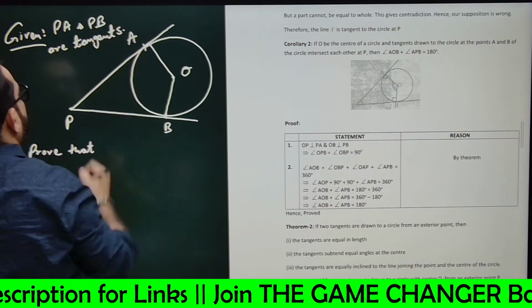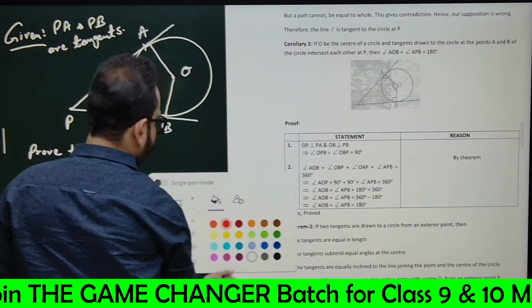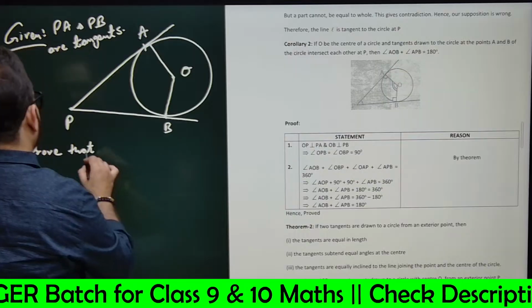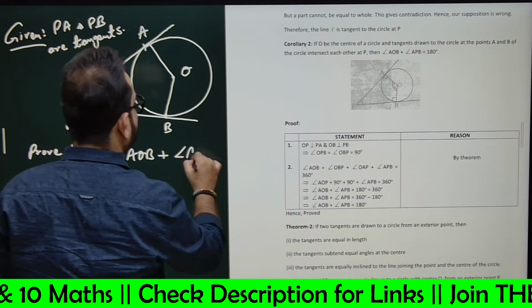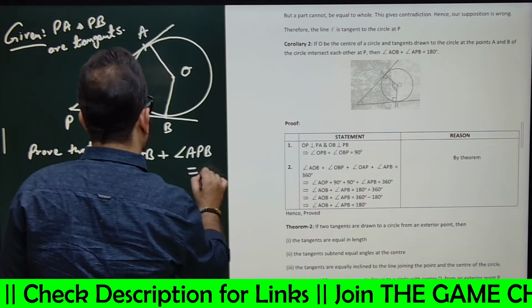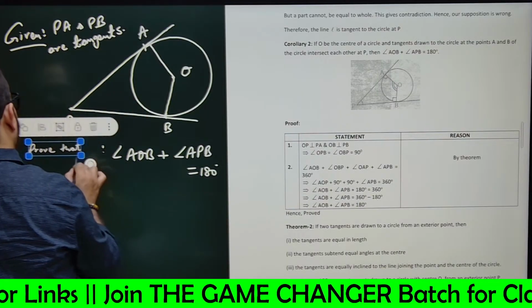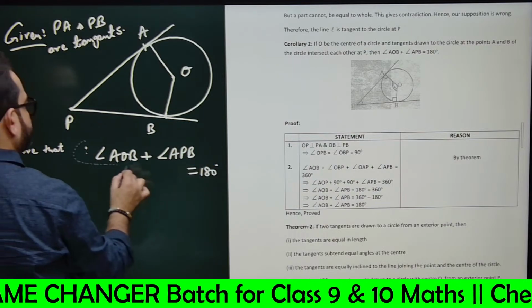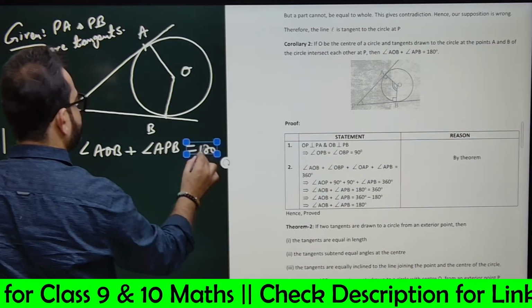Okay, sir. What is required to prove? What we have to prove? We have to prove angle AOB plus angle APB equals 180 degrees. This we have to prove. Copy this thing.